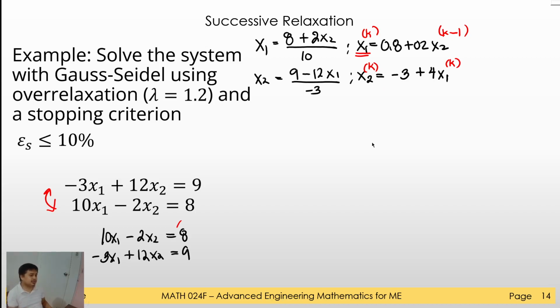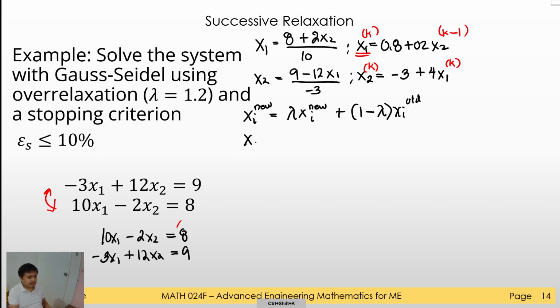Okay, now, so what should we do here? What shall we do here? So again, we have the new x_i equal to lambda x new plus 1 minus lambda x old. So what does this mean?